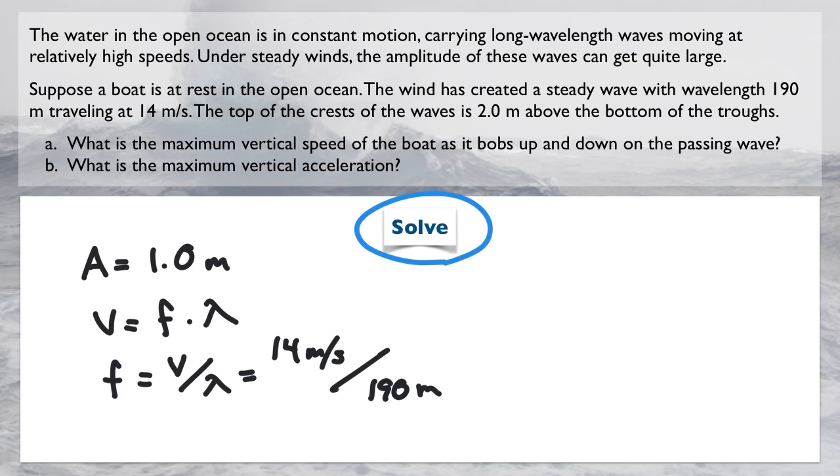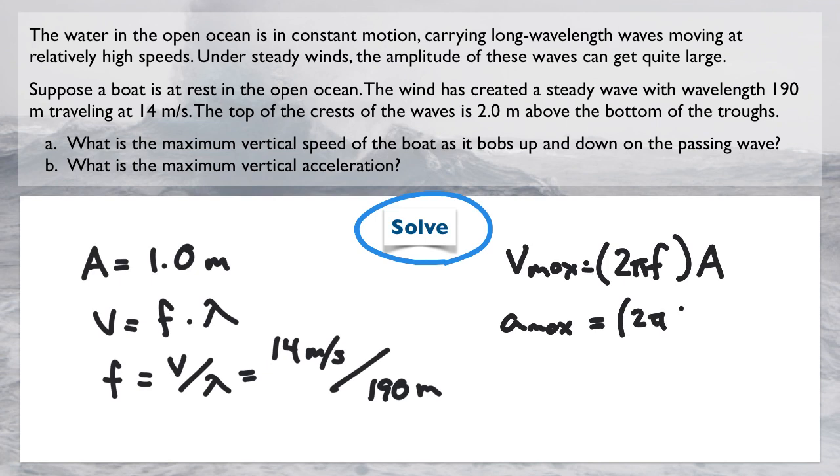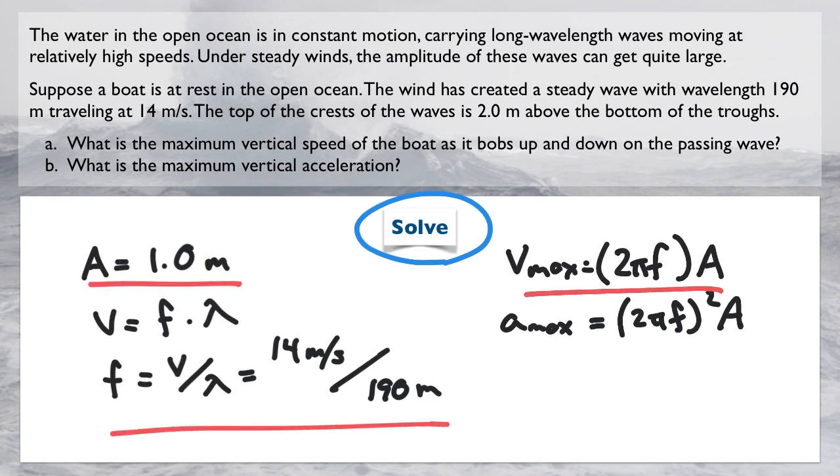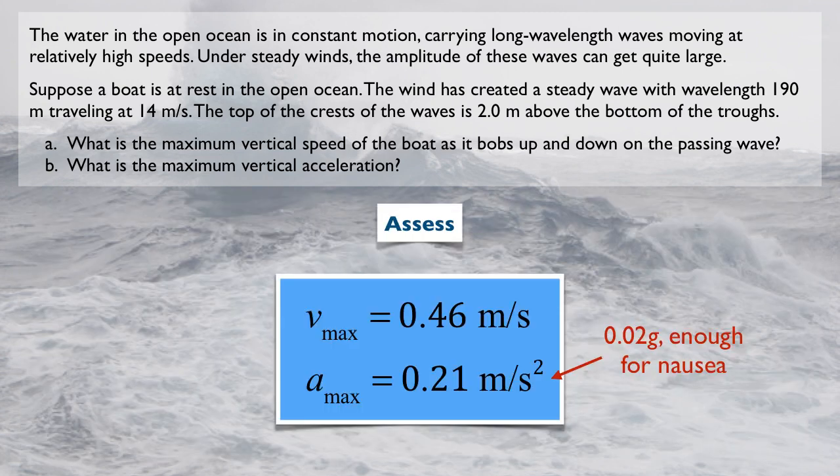And then for simple harmonic motion, the maximum speed is equal to 2 pi times f times the amplitude. The maximum acceleration is equal to (2 pi f) squared times A. And we have all the information that we need in hand to solve those because we can calculate the frequency. And with the frequency in hand and the amplitude in hand, we can calculate these two expressions. If we do that, we get these values. For the maximum velocity, or the maximum speed, 0.46 meters per second. The maximum acceleration, 0.21 meters per second squared.